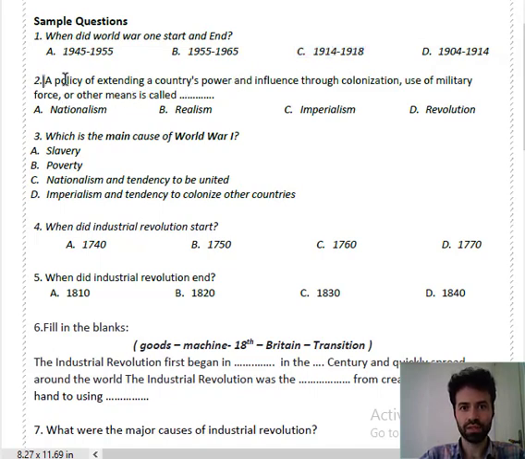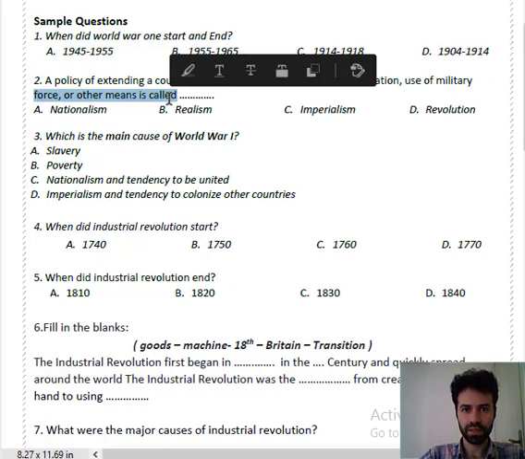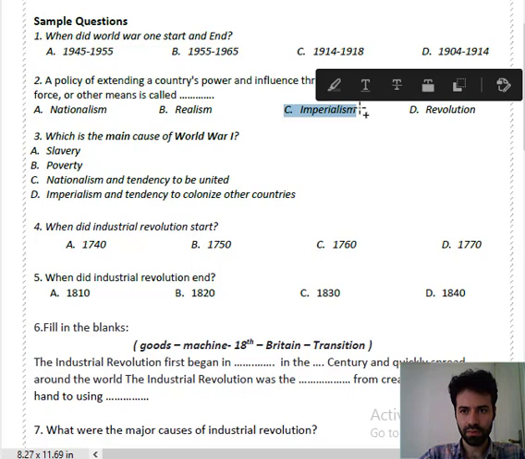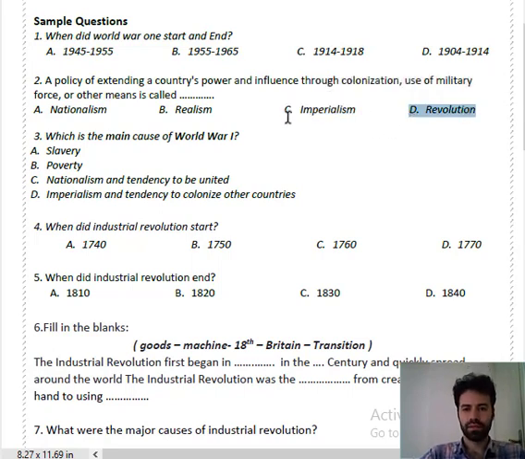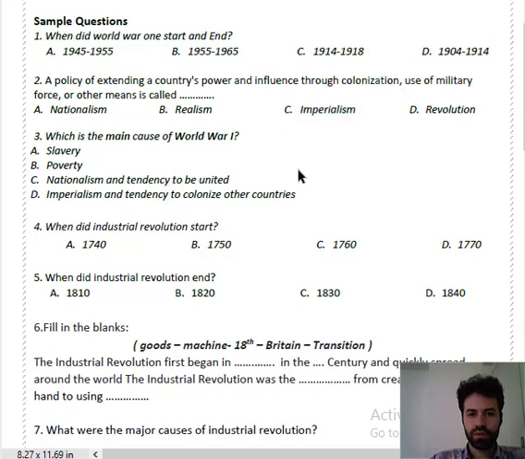Question number 2. A policy of extending a country's power and influence through colonization, use of military force, or other means is called what? Nationalism, realism, imperialism, or revolution? Excellent. C is the correct answer. If you got C as the correct answer, you are right. Very good. Let's go to question number 3.